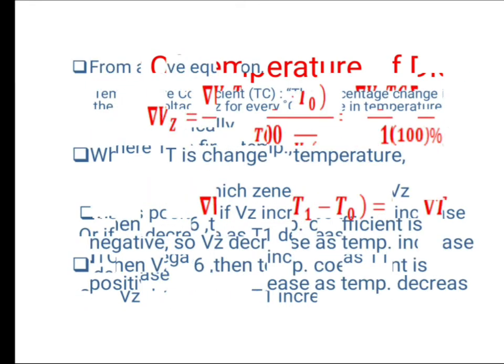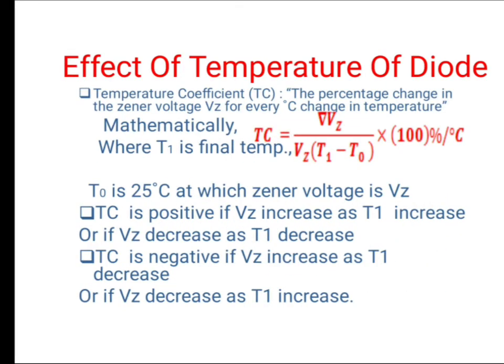Okay, now let's go for the effect of temperature on the diode. The temperature coefficient TC is the percentage change in Zener voltage VZ for every degree centigrade change in temperature. Mathematically, we define the temperature coefficient TC as change in Zener voltage delta VZ by VZ into change in temperature.